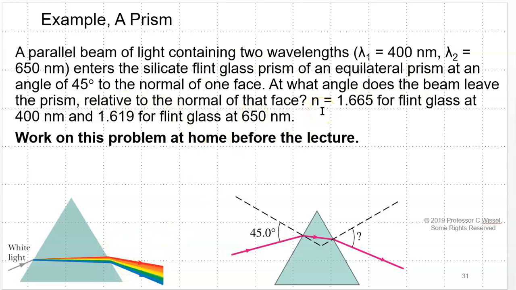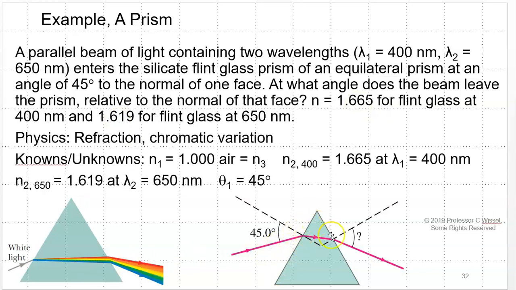Now, the light is going to split up. It's going to disperse because the index of refraction for flint glass at 400 nanometers is 1.665. It's higher, as expected, than the index of refraction for flint glass at 650 nanometers. Okay, so the first thing you want to do is draw yourself a picture. Here's your prism. Here is the angle of incidence coming in relative to the normal. Here's the light path.